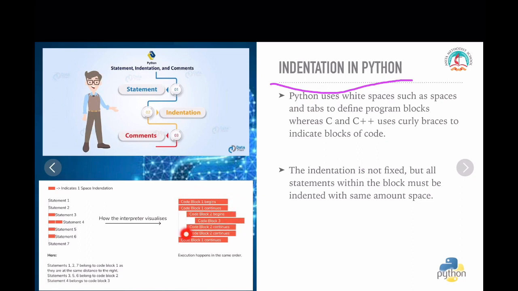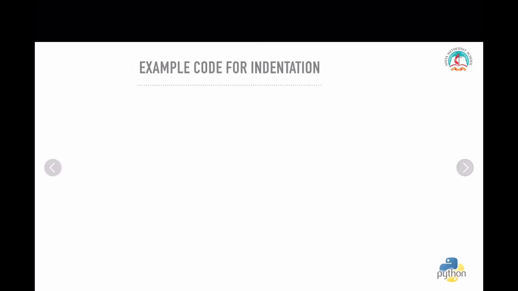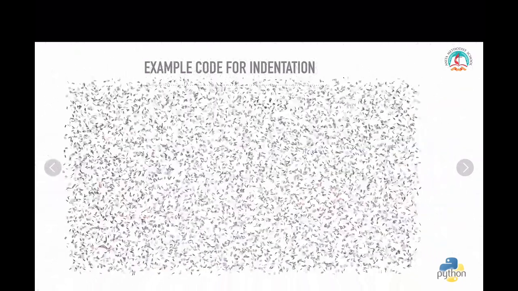So this coding structure is very important in leaving a space. If code 2 comes in the code 1 line, or if code 3 comes in the code 2 line, we will have many problems in getting the output. So that's why I told you indentation is very important in Python. And now let's see an example code for indentation.